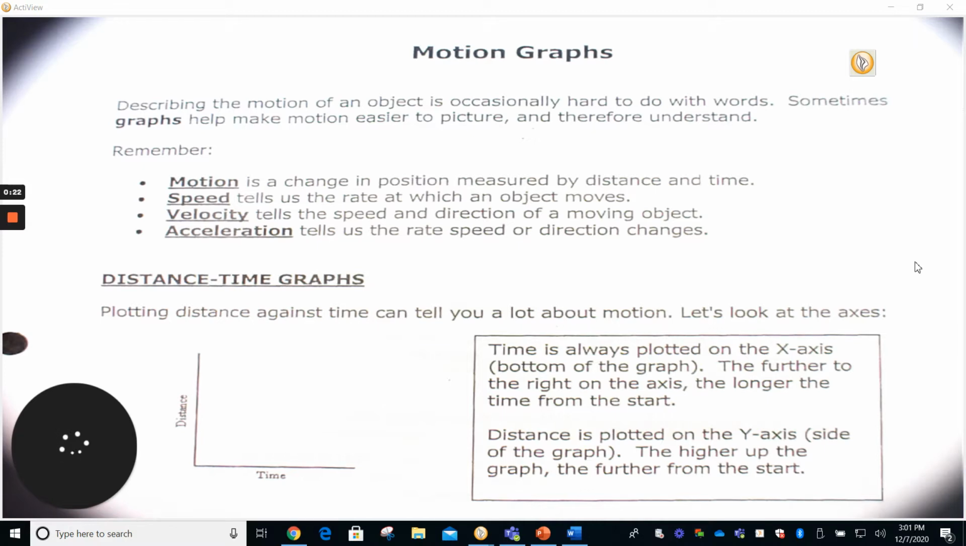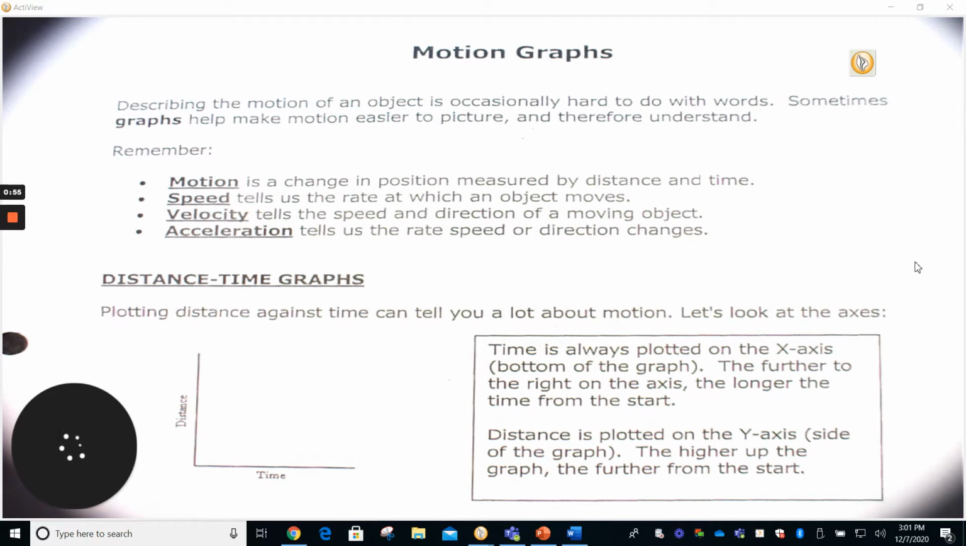Anyway, so distance time graphs, also known as motion graphs, but we call them distance time graphs. So we've talked about speed, we calculated speeds, you all know exactly how to do that. Now we're going to talk about speed and how we can put it into a graph. So let's go over this paper right here. Describing the motion of an object is occasionally hard to do with words. Sometimes we use graphs to help make motion easier to picture and therefore understand.